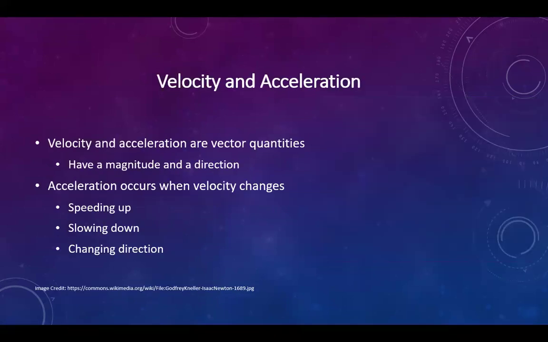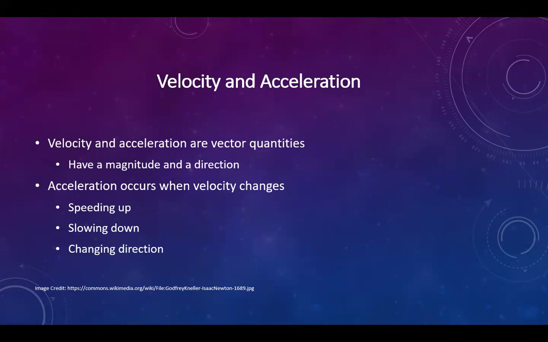So when we talk about motion, we need to talk about velocity and acceleration. These are vector quantities. Velocity is how fast you're moving in what direction. Acceleration is how velocity is changing. So acceleration occurs when velocity changes, when you speed up, when you slow down, but also when you change direction.